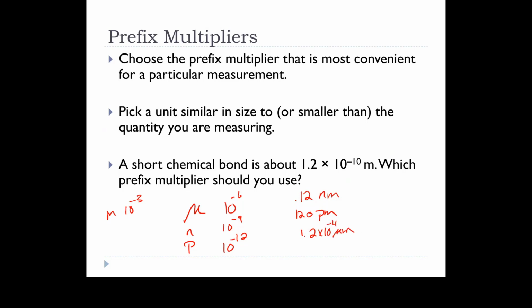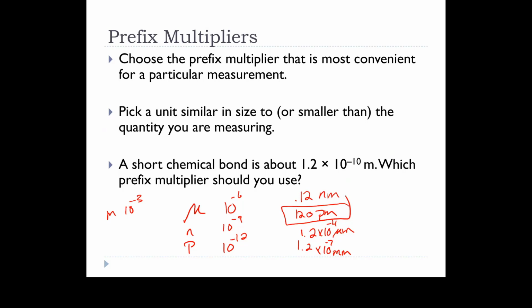microns. If we used milli, it would be 1.2 times 10 to the minus 7 millimeters. Which one of those numbers is most friendly? That one, right? So if we were just reporting this number, if we were writing this number down in a paper somewhere or something like that, we would most likely pick picometers because it represents the number then in a reasonable fashion. Okay? Does that make sense?